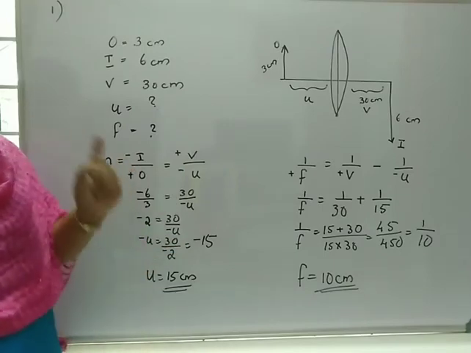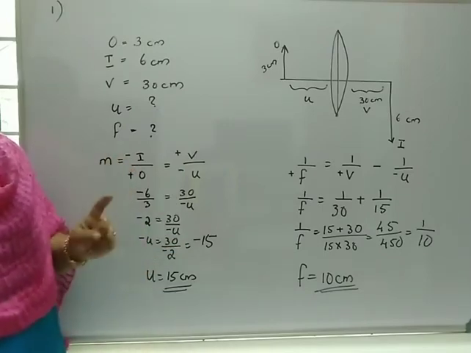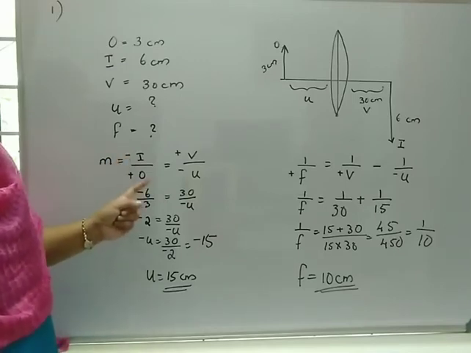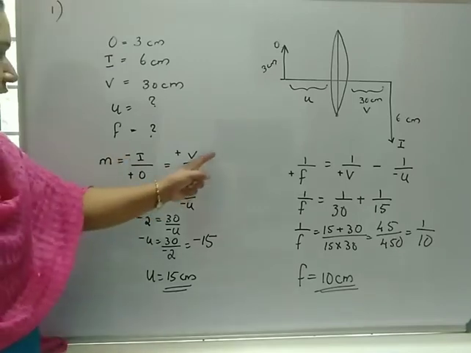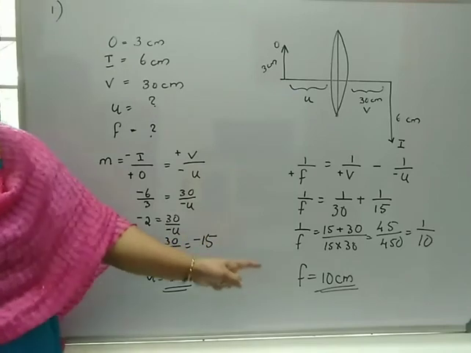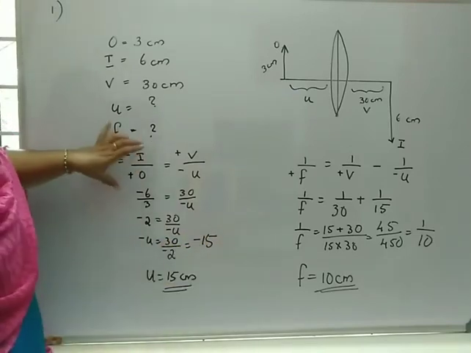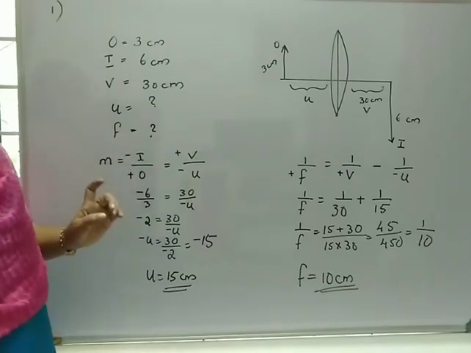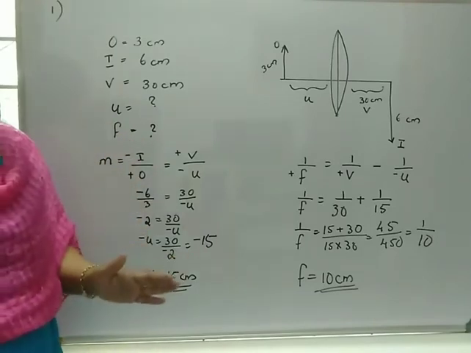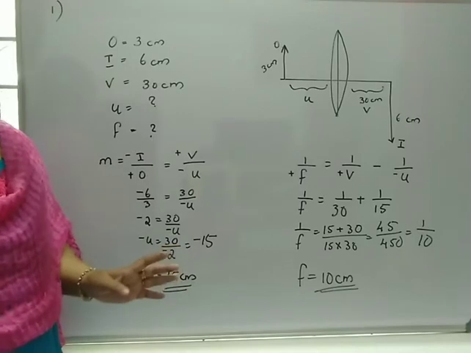Here, after writing the formula, keep in mind you have to put the sign. That is sign convention. If this step is wrong, even if you get the correct answer, you will get 0 marks, because this is the important step. Without proper sign, even if you get the final answer, the answer will not be considered.